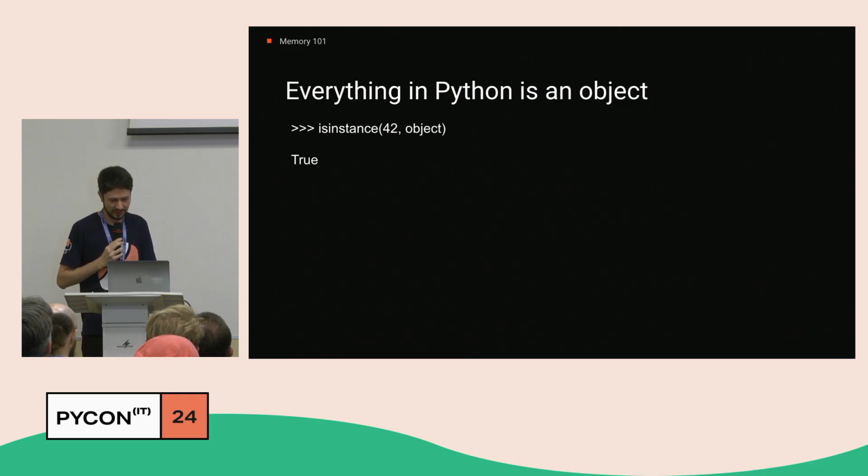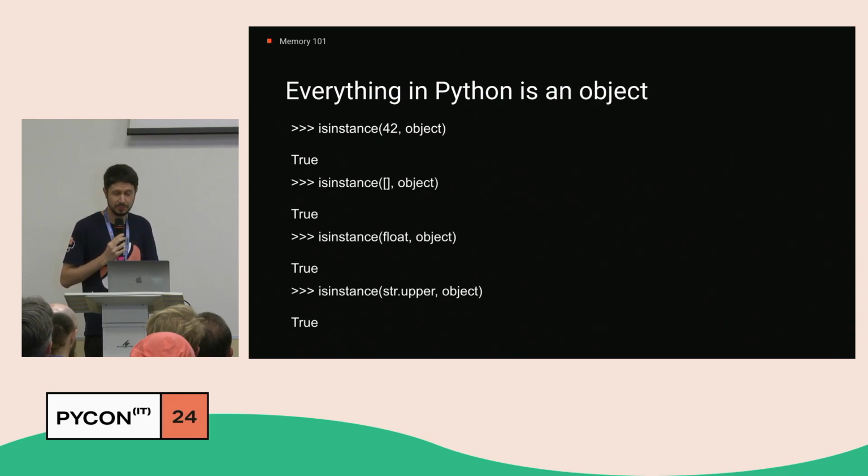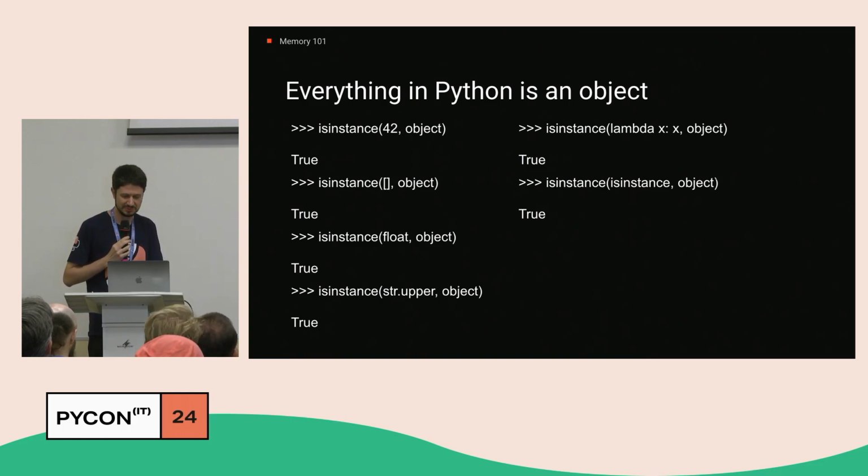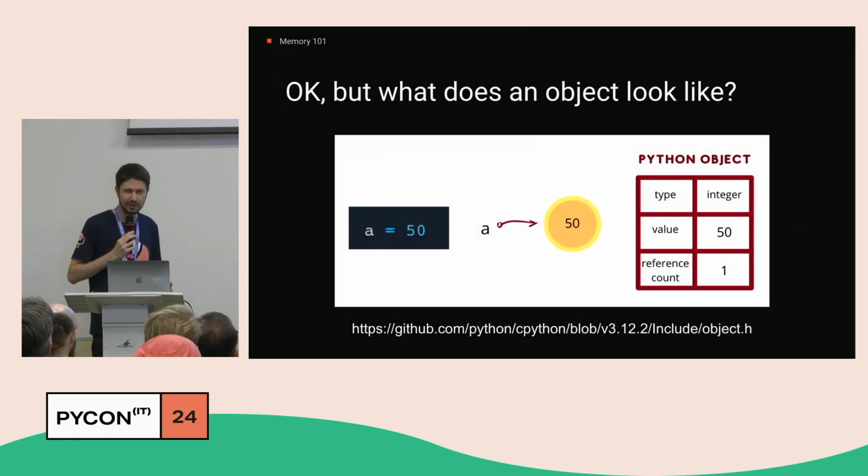And you can ask the same question for an empty list, a type such as float, and even methods like the upper method in strings. They are also objects. And the other variations of methods, like anonymous functions, are also objects. And even the isinstance function is also an object. This is quite interesting: you use isinstance as a parameter for itself, and it gets True. But what exactly is an object anyway?